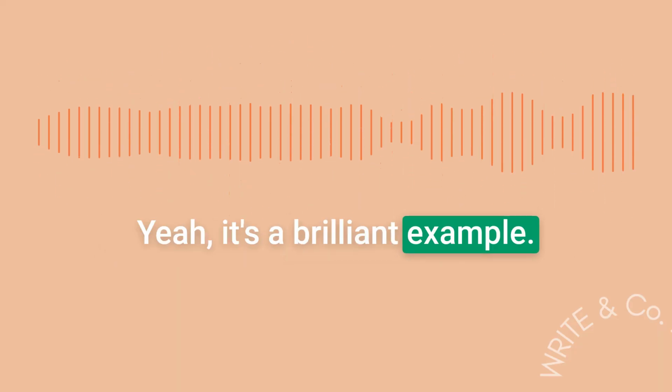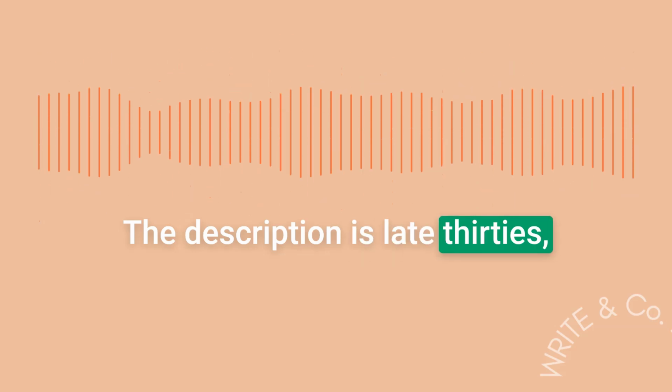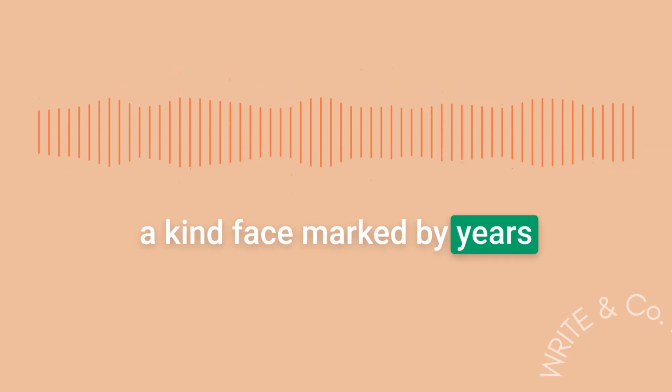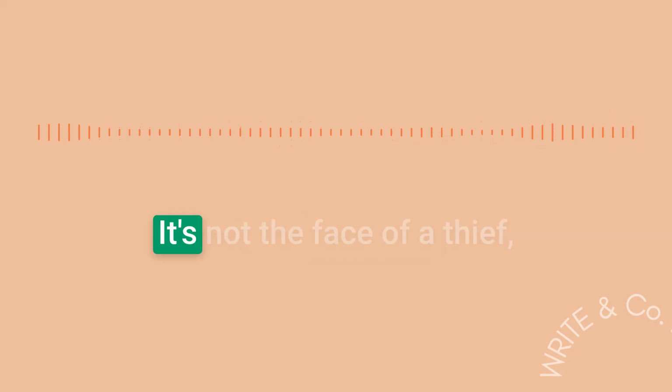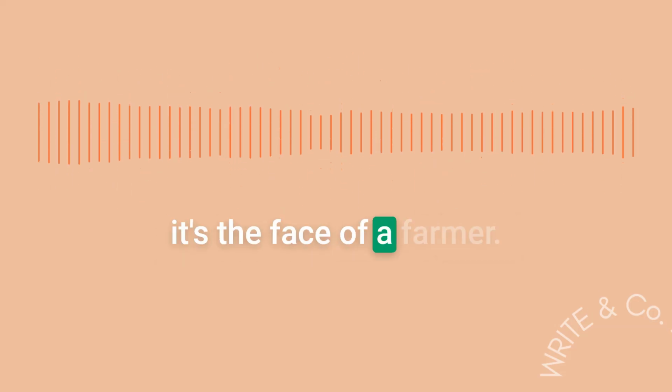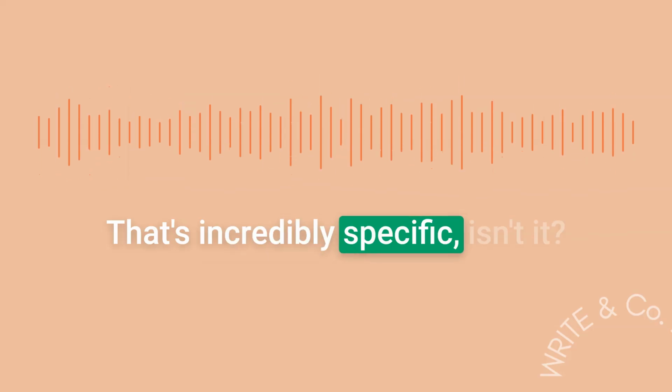Yeah, it's a brilliant example. Let's look at Toby Hansen first. The description is, late 30s, a kind face marked by years of sun and disappointment, rides shotgun. It's not the face of a thief, it is the face of a farmer. Okay, marked by years of sun and disappointment. That's incredibly specific, isn't it?